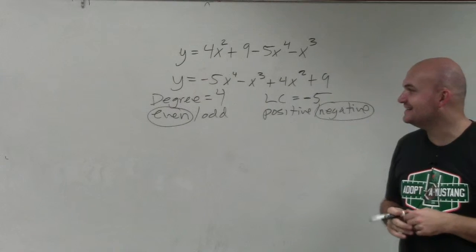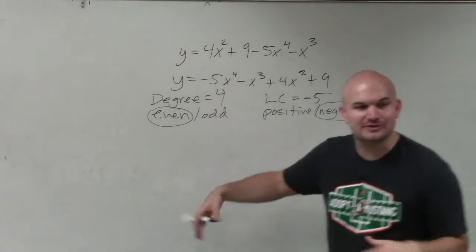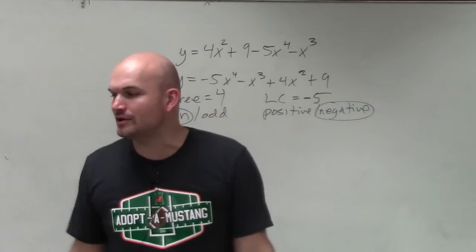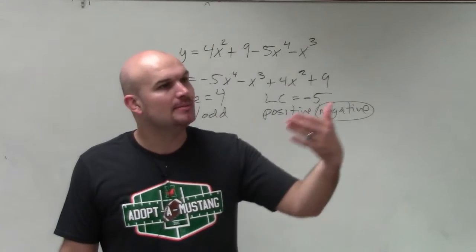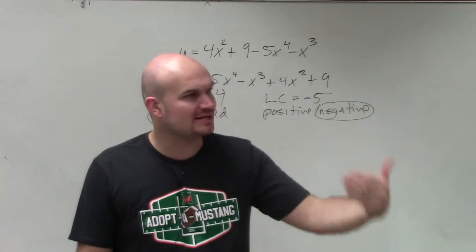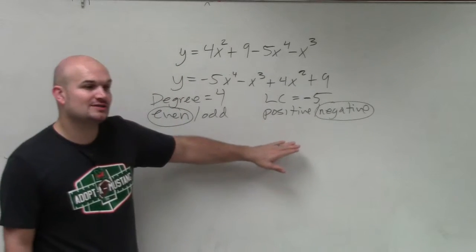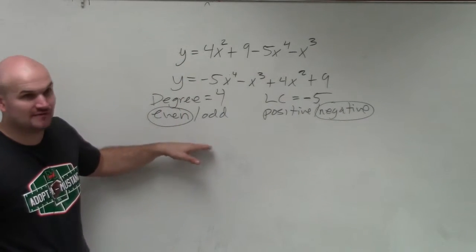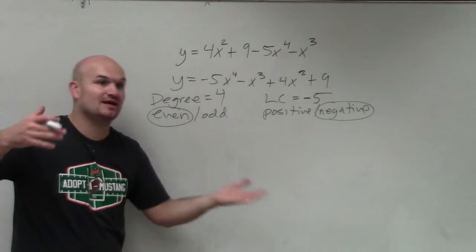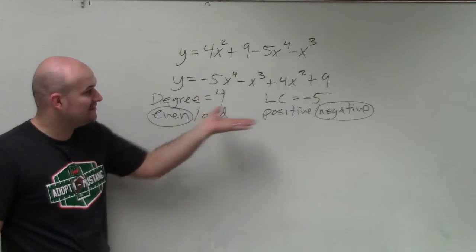All right. So now what you guys are going to do is just look back at your notes. It's going to take a little while for you guys to remember these notes. But if you constantly do the homework and practice a lot of this, you will remember. If you look at your notes, what was the end behavior, falls left, falls right, rises left, rises right, when you have an even and a negative?